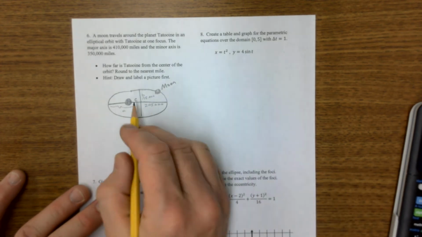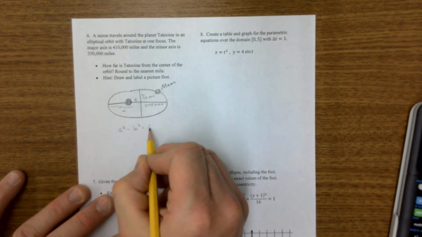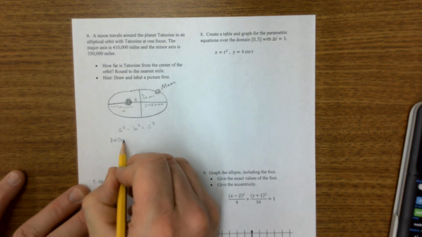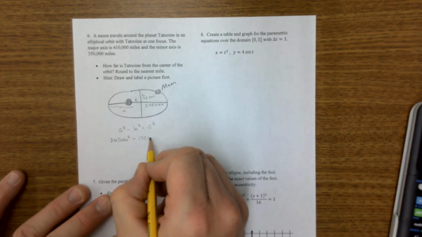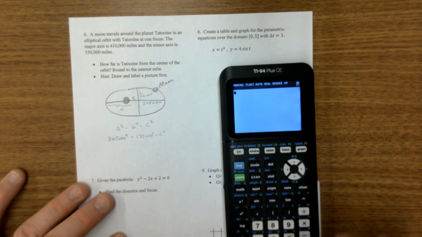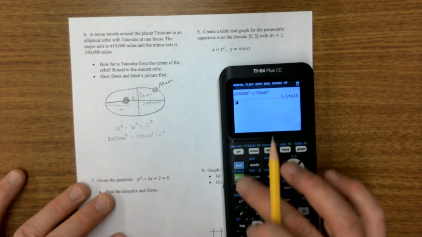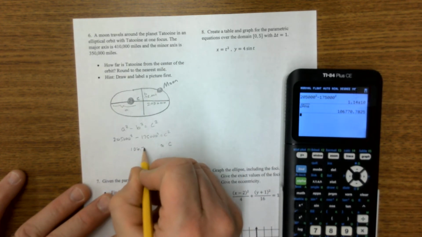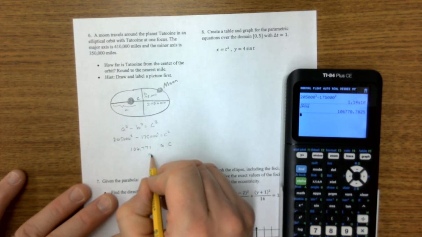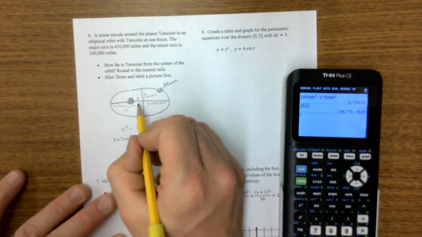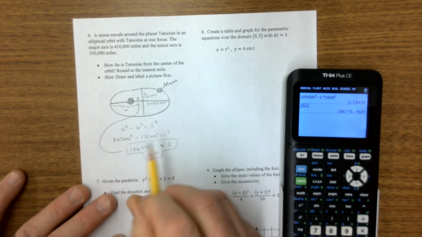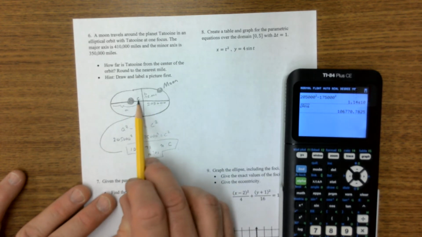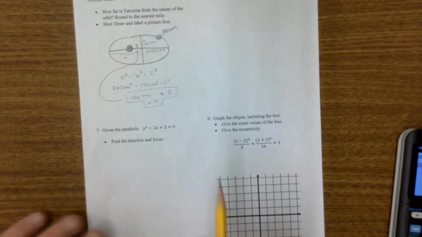So my formula for this focal distance is a squared minus b squared equals c squared. That's a squared because it's the longest, minus b squared equals c squared. Okay, that's the calculator problem. That's the large answer, but I'm taking the square root. So it's the square root of that number, and that's that C distance. C is about 106,771 miles. So this distance in here is 106. The whole thing is 205. So the planet distance is 106. Makes sense.